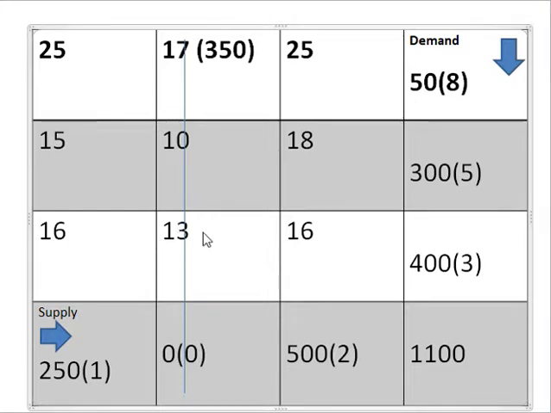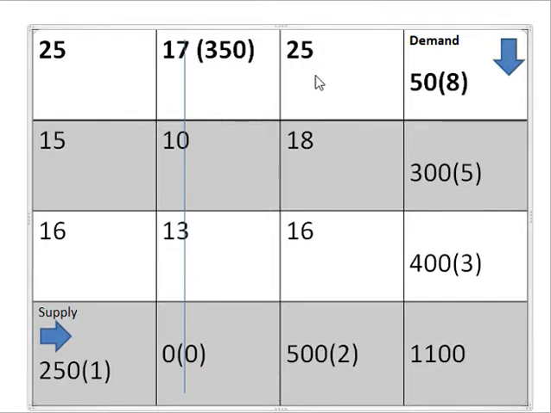Hello friends, in our previous video we have done up to this. We have allotted 350 to 17 and the supply of this column has become 0 and we have cancelled this column. Now we are going to repeat the same process.